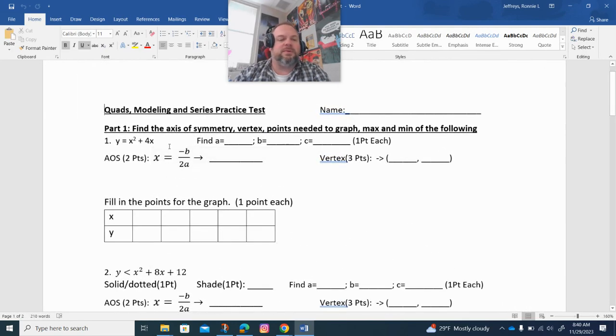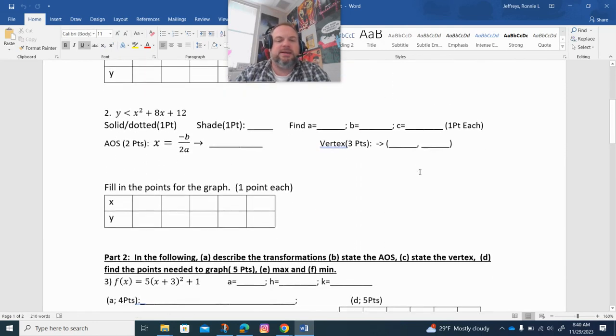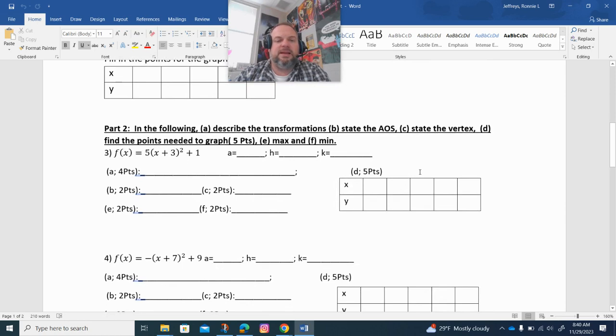For standard form, A, B, and C, 1 point each. For this part that we're learning today, the transformation of the AH and K is not graded. Transformations are 4 points. Axis of symmetry is 2 points. Vertex is 2 points. Max and min are 2 points. Now the whole chart is 5 points total.